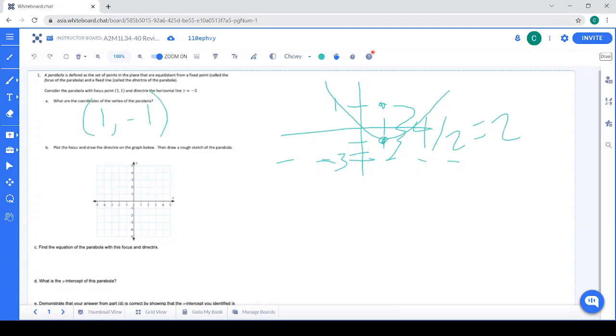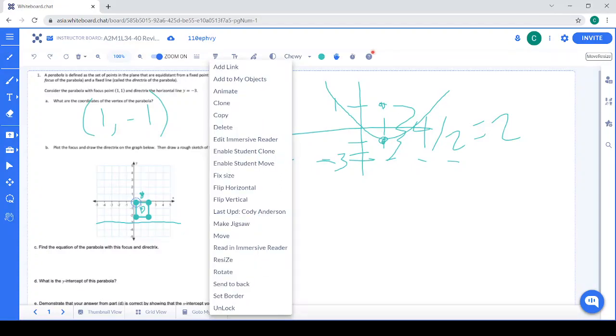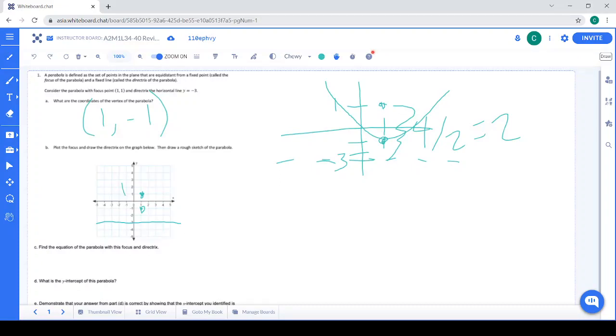Okay, now plot the focus. Well, let's do it here then. So this is the directrix. Here is the focus. Okay, my vertex is here. There we go. There's a rough sketch.